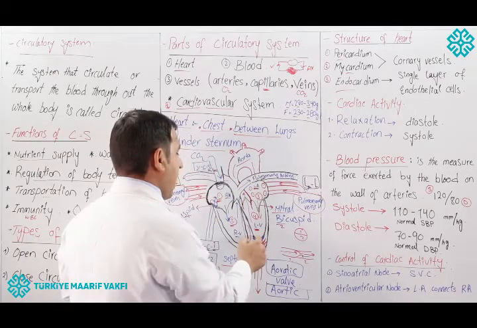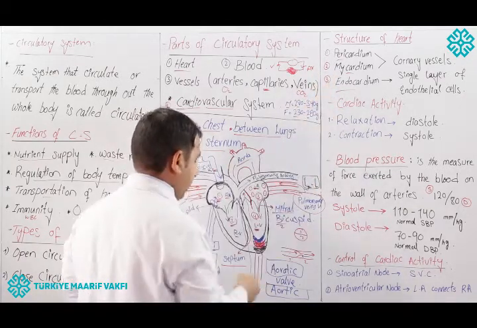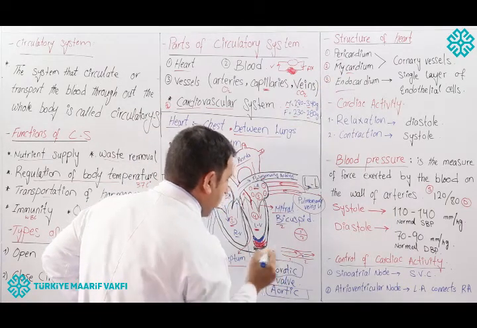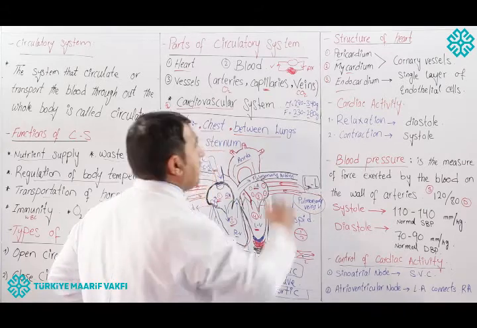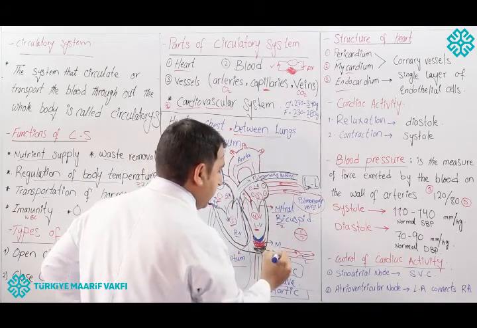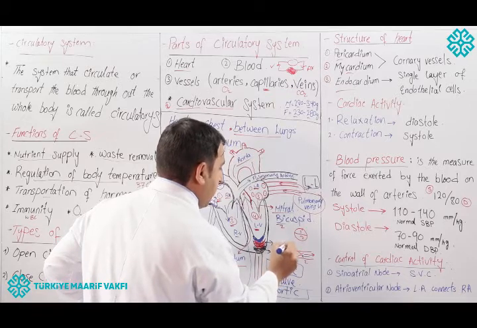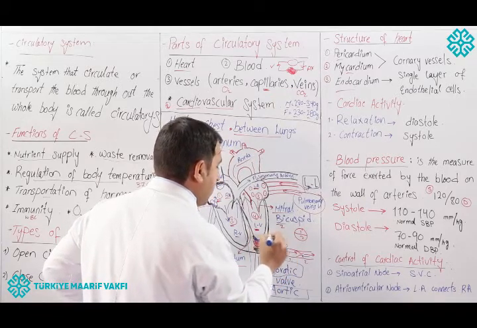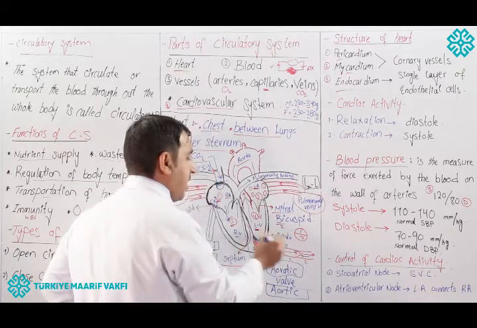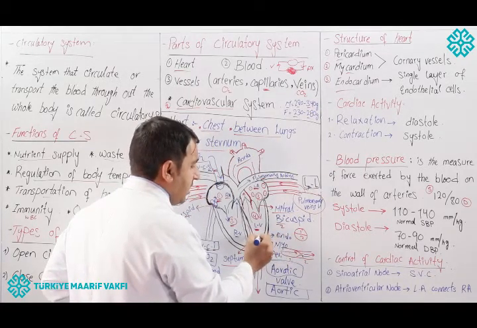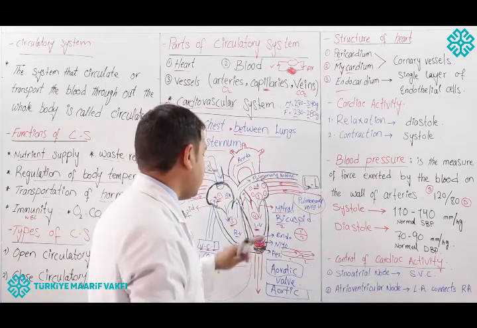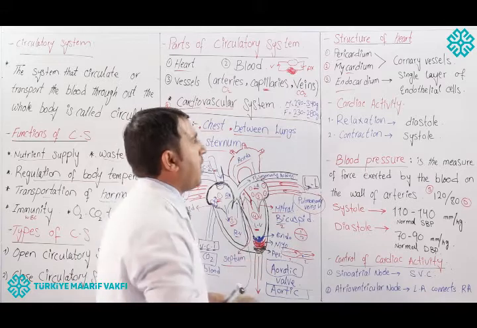The first layer is the pericardium, this one. The second part is the myocardium, and the third part is the endocardium. Endo means inside. This layer is located in the inside of our heart. So our heart is made up of these three parts.